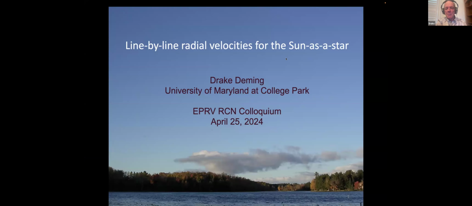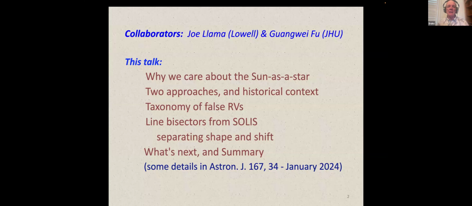So the title of my talk is actually somewhat presumptuous because I haven't actually measured any radial velocities for the sun as a star in this talk. But what I'm going to say has implications for line-by-line radial velocities. And I want to begin by acknowledging my collaborators, Joe Lama at Lowell Observatory, and Guanwei Fu, who was my former student. He's now a postdoc at Johns Hopkins.